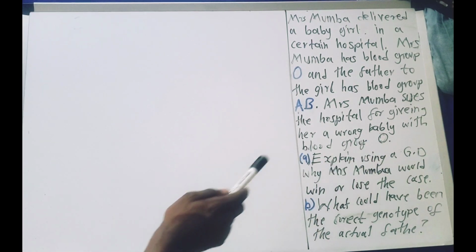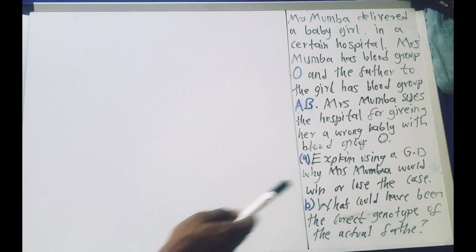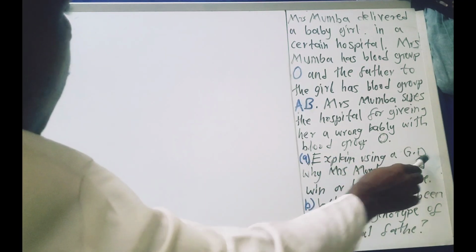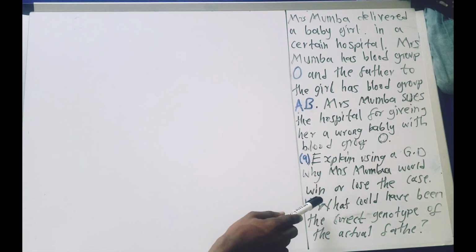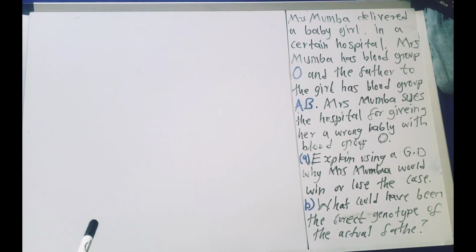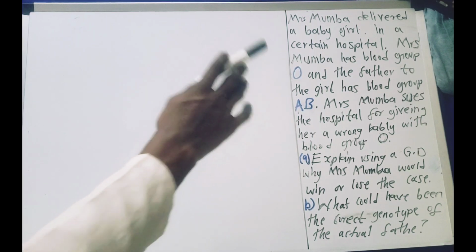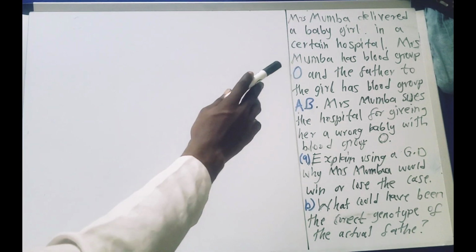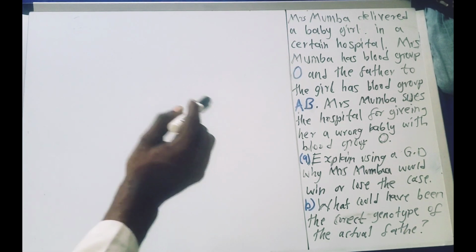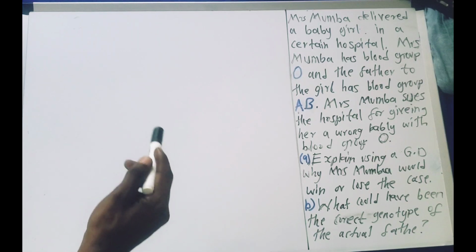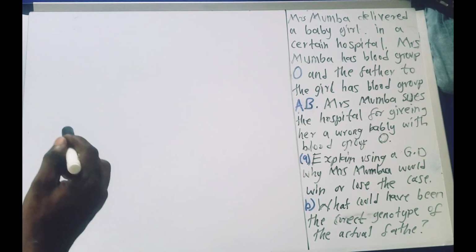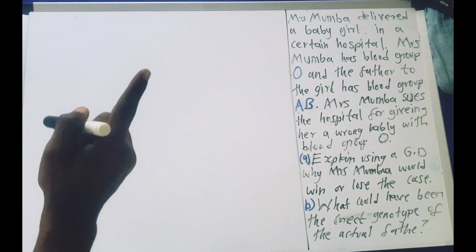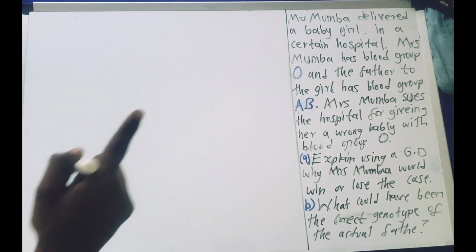Question A says, explain using a genetic diagram why Mrs. Mumba would win or lose the case. Then B says, what could have been the correct genotype of the actual father. So, according to the question, we have Mrs. Mumba who just delivered a baby girl. After delivering, she goes on to sue the hospital, saying they've given her a wrong baby.